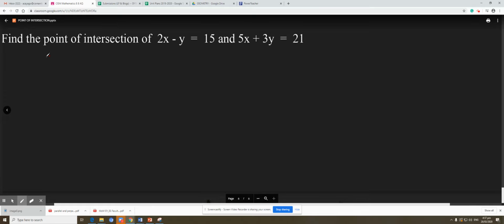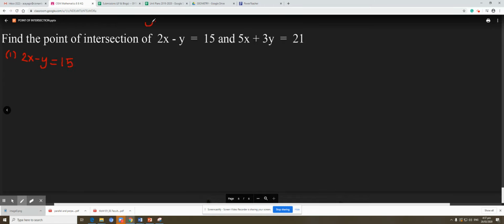Alright, so this is how we find the point of intersection of two lines. So first is to make both of the equations into y equals mx plus b. So we'll start with the first equation. So we have 2x minus y equals 15.